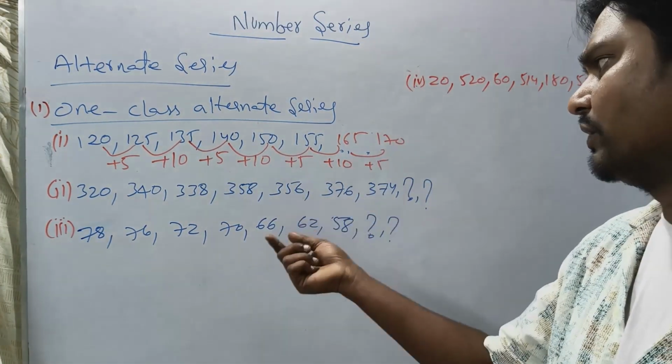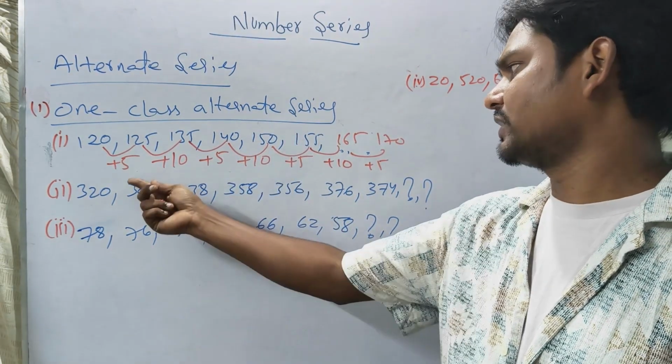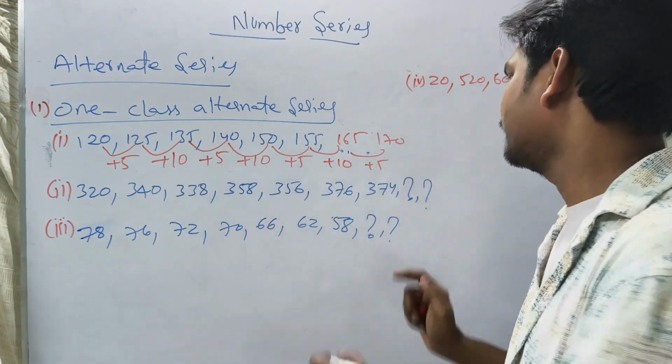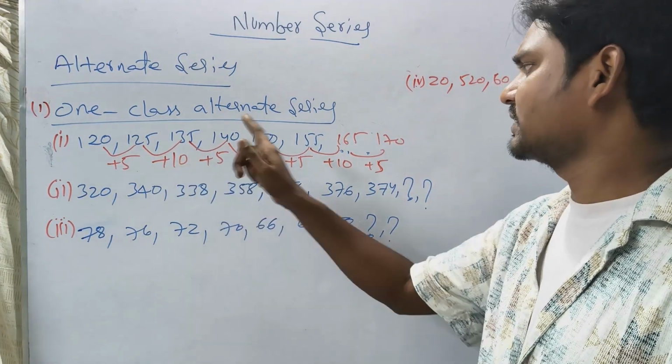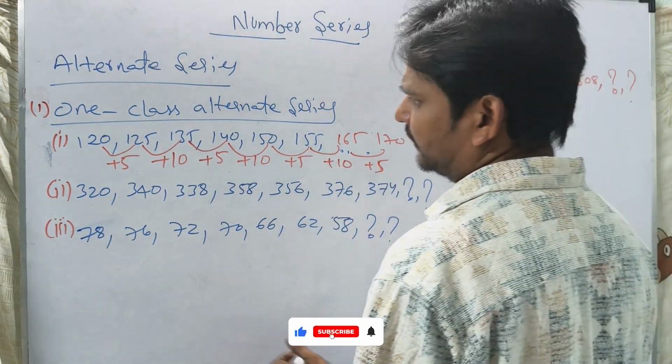Both are addition only, but here one is constant alternatively: plus 5, plus 5, plus 5, plus 5, like that it is going on. Again plus 10, plus 10, plus 10. So next, observe the second example carefully.